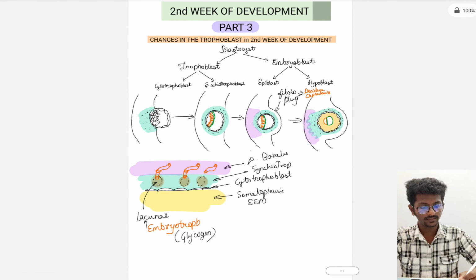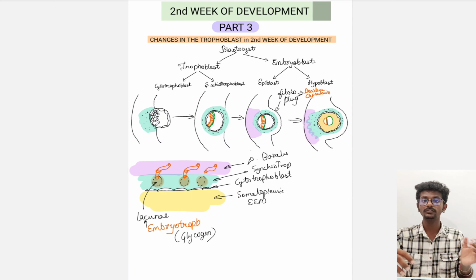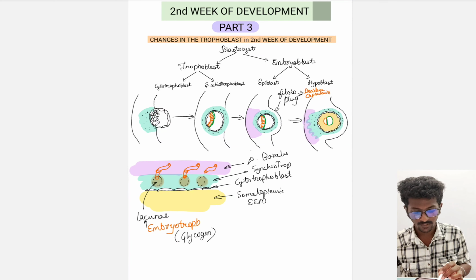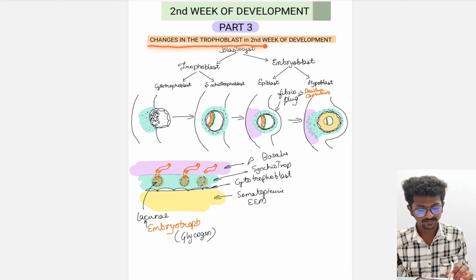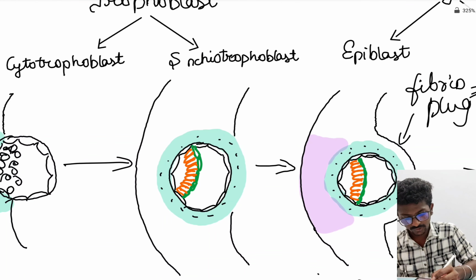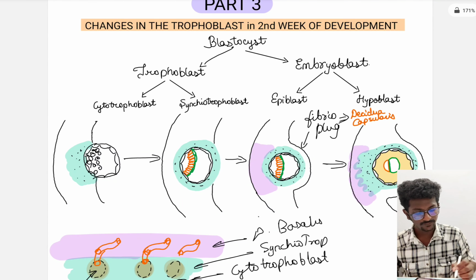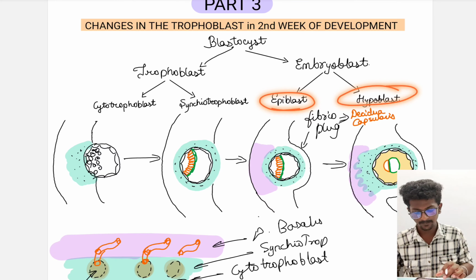Let me revise everything that we studied from the part 3 and the part 4, because both of them are in continuation with each other. So we started in the previous lecture the changes in the trophoblastic layer of the blastocyst. So blastocyst further got differentiated into trophoblast and the embryoblast. Trophoblast got further differentiated into cytotrophoblast and the syncytiotrophoblast, and the embryoblast further got differentiated into epiblast and the hypoblast.